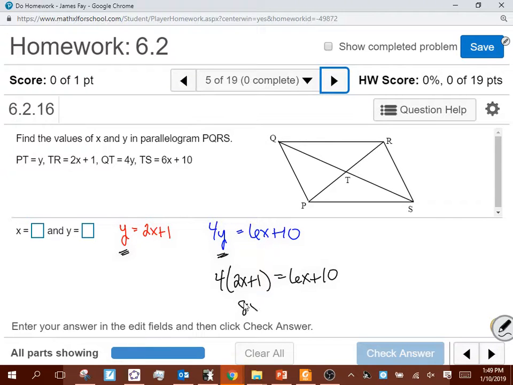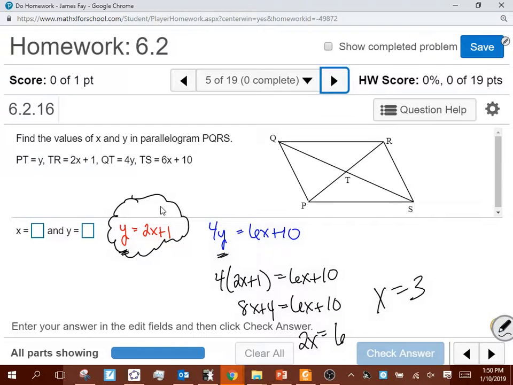And then we're going to get 8x plus 4 equals 6x plus 10 when we distribute that. I'm going to move the 4 over, so that gives me a 6 here. I'll move the 6x over, it gives me 2x. So then x is 3. And now x is 3, and this is the reason I like substitution, because now it's the least amount of work. When I go back and solve for y, I can just plug it in there, and I should be able to get 7 back for y.